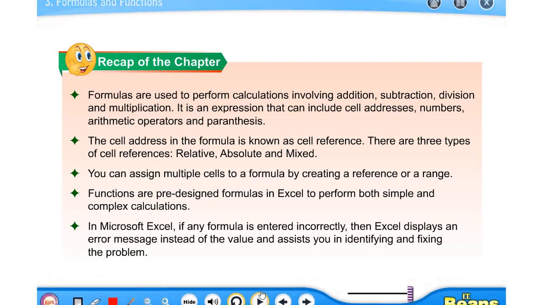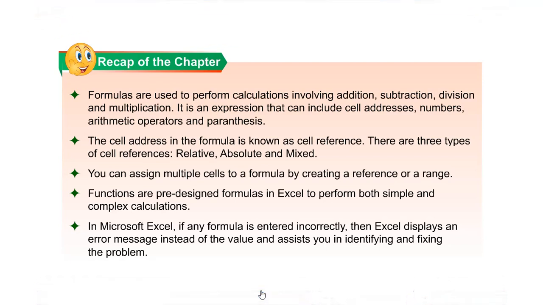Now look, beta, these are the recaps of the chapter. In the first one it is displayed: formulas are used to perform calculations involving addition, subtraction, division and multiplication. We all know this thing. It's an expression that can include cell addresses, numbers, arithmetic operators and parentheses. So this way we can write a formula. And what is the use of a formula? We all know, for performing operations or calculations like addition, subtraction, division and multiplication.